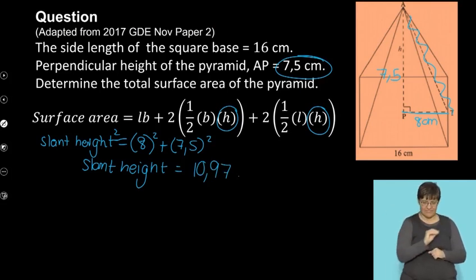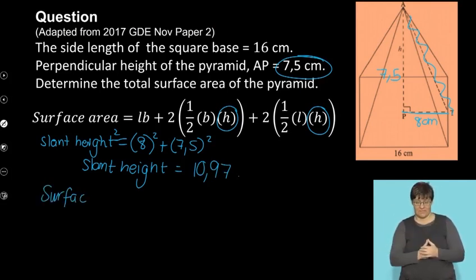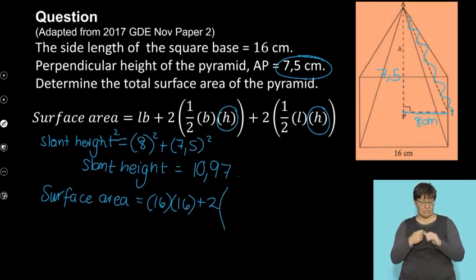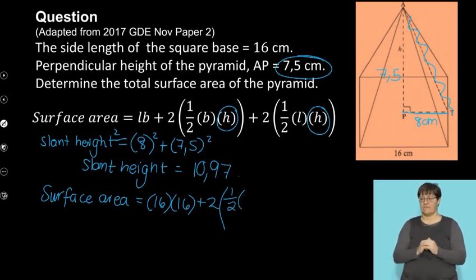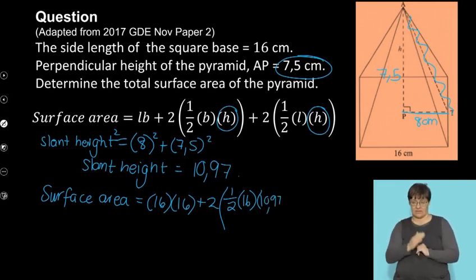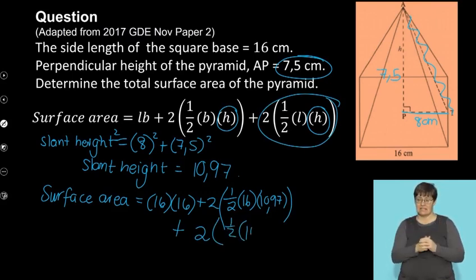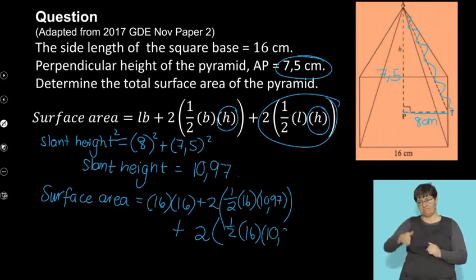So now I can actually plug everything into my surface area formula, because I'm going to have the area of my base, which is 16 times 16, plus 2 times the triangles that connect to the base. So it's going to be a half times my base, which is 16, times my slant height, which is 10,97. And then I'm going to add this again. I'm going to just come under here, guys, because I'm going to run out of space, plus 2 times a half times my length, which is 16, again multiplied by my slant height.